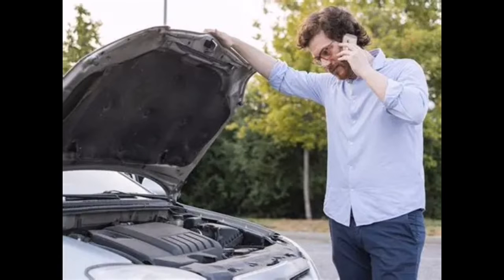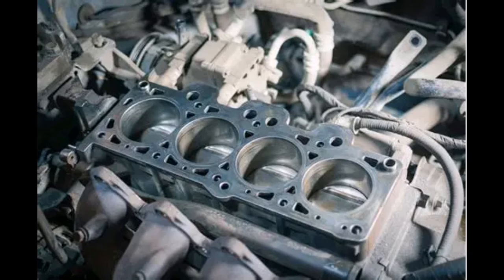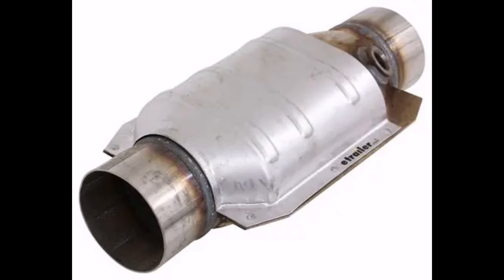DTC P0300 means the engine is misfiring randomly across multiple cylinders. This isn't limited to just one cylinder, it's happening across the board, which makes diagnosing it a bit more complicated. Misfires like this affect performance, fuel economy, and even your catalytic converter if ignored.